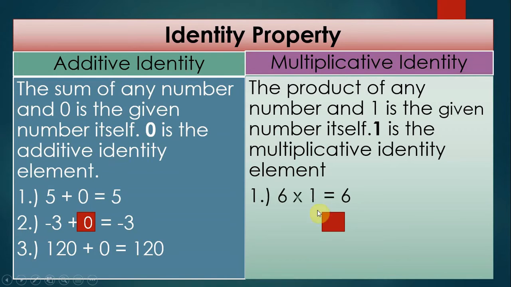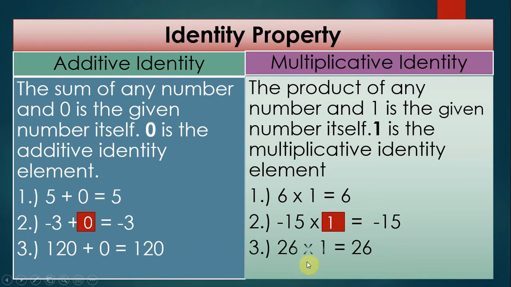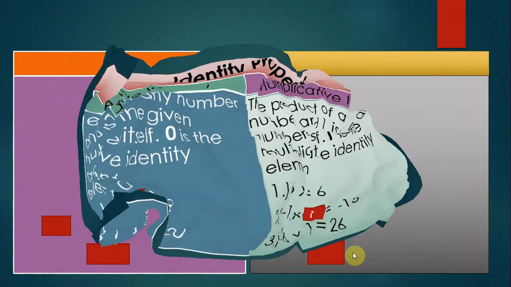Here is the example. 6 times 1, the answer is 6. Now what number is to be multiplied to -15 to get -15? The answer is 1. So 1 is called the multiplicative identity element. Number 3, 26 times 1, the answer is 26.